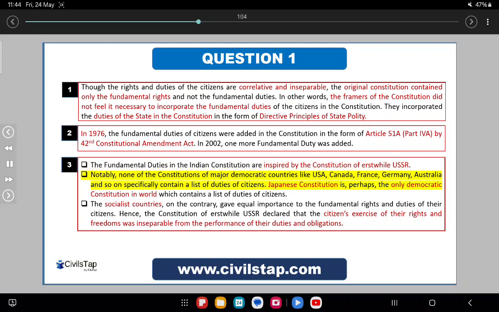Notably, none of the constitutions of major democratic countries like USA, Canada, France, Germany, Australia and so on specifically contain a list of duties of citizens. The Japanese constitution is, perhaps, the only democratic constitution in the world which contains a list of duties of citizens.